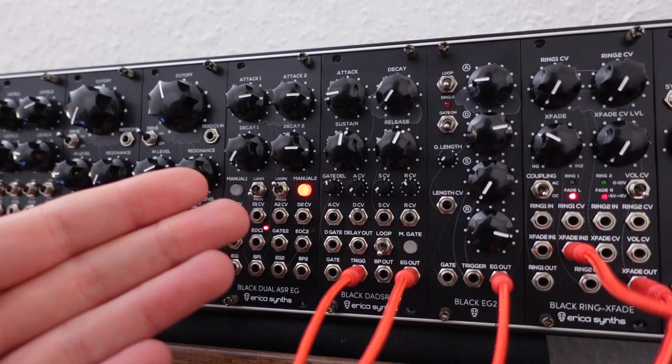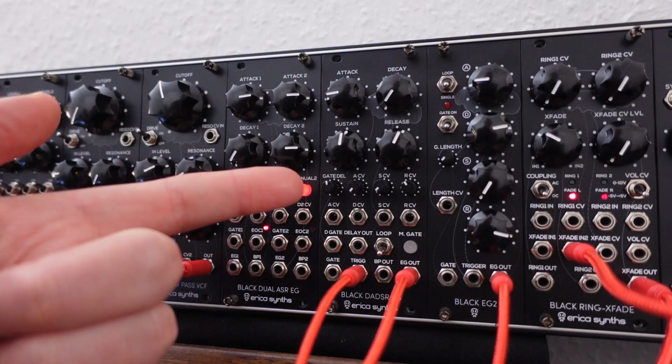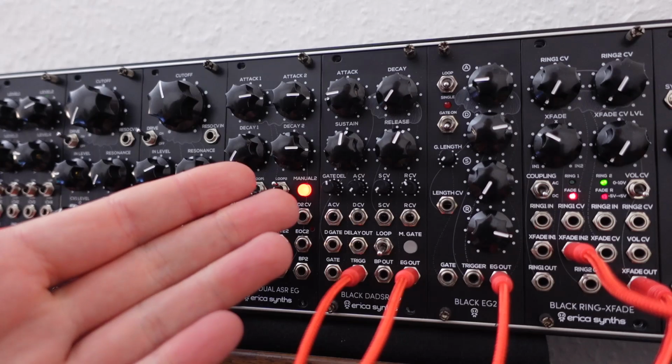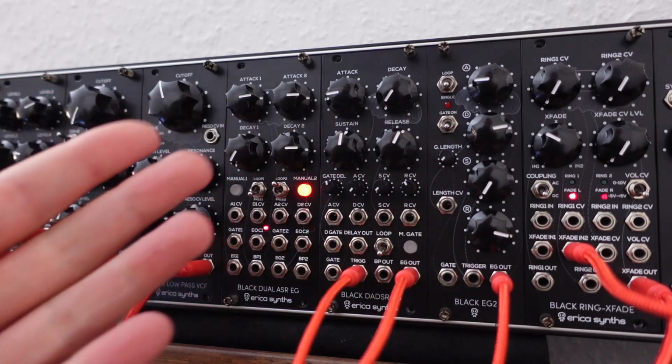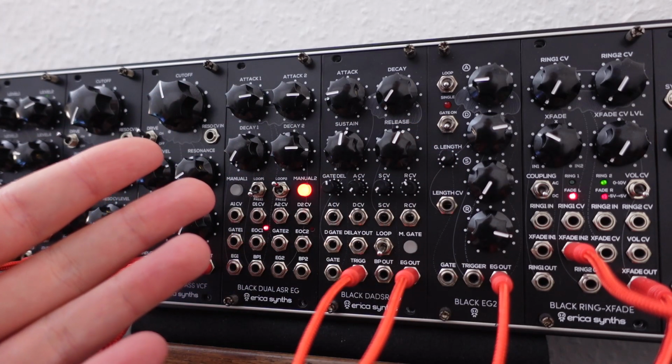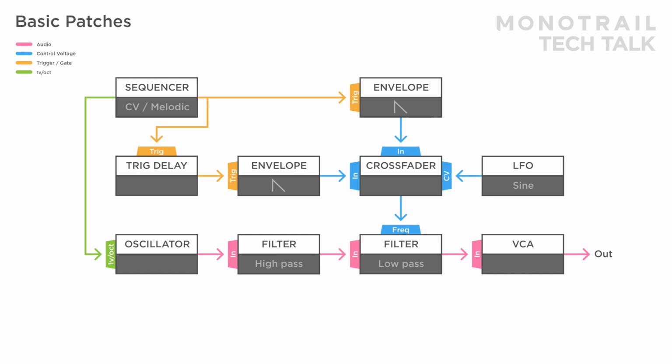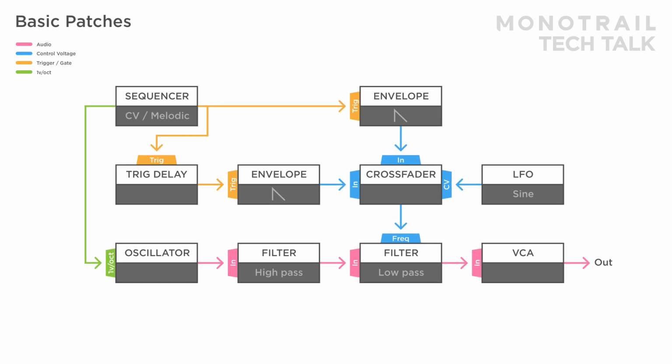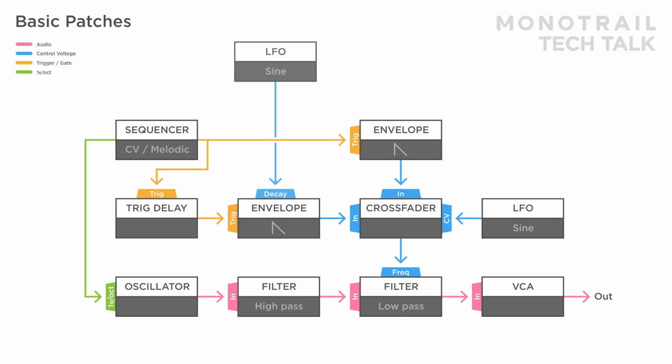Here I'm actually using an envelope with built-in delay stage. This is great for many things. You can have a look at this video about envelopes if you'd like to learn more about that. Here's the same voice with crossfader. Another simple trick to add movement is modulating an envelope. Here, only the decay of the delayed envelope is modulated with an LFO.